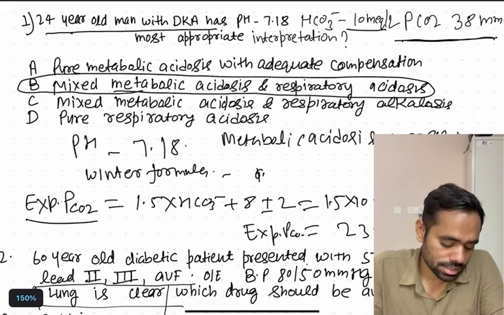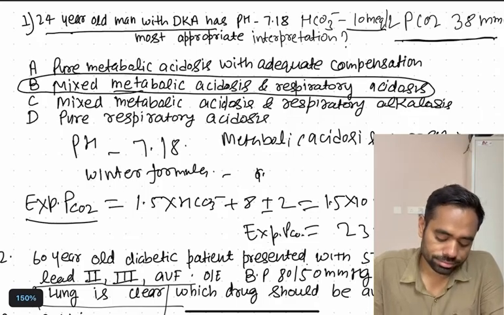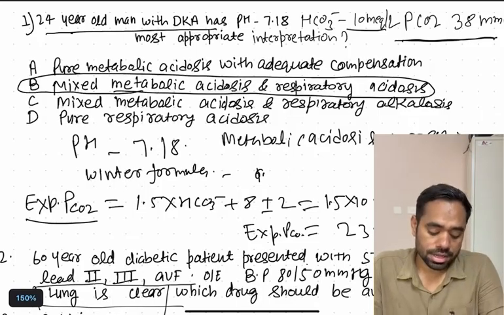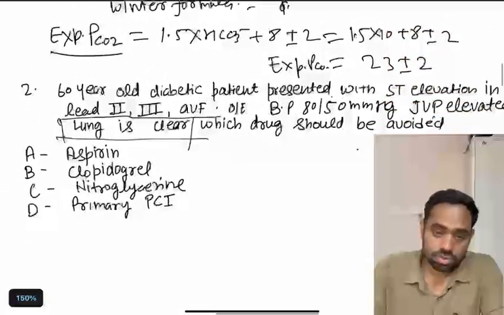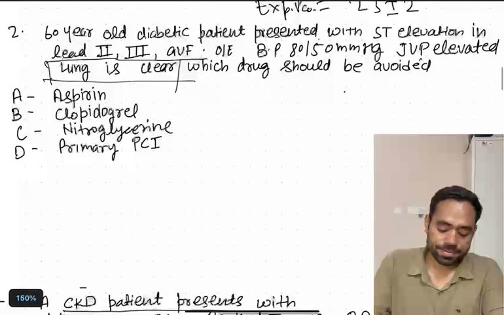So option B is correct. Option A is wrong. It is not pure metabolic acidosis with adequate or not adequate compensation. Okay. So let's move to the next question.